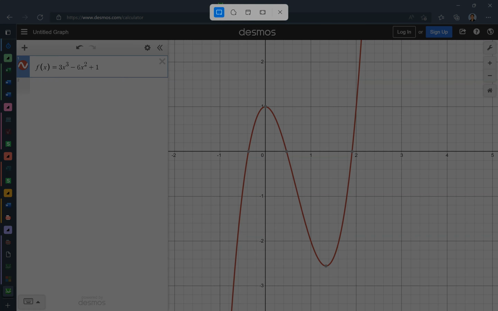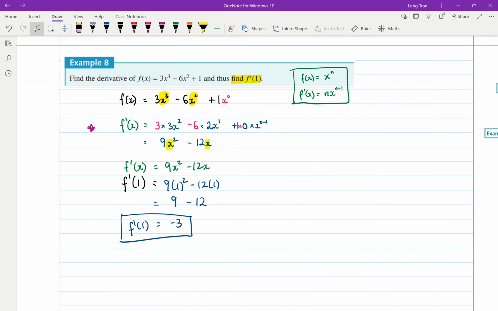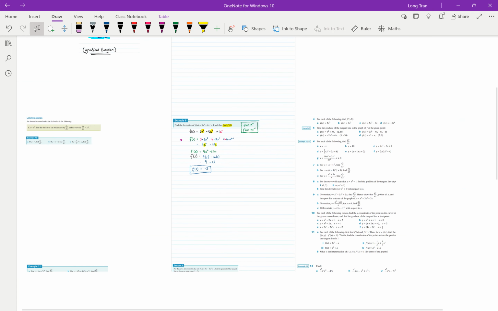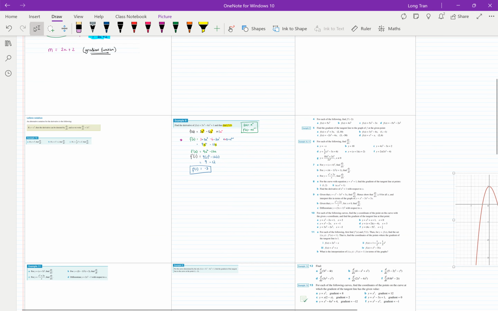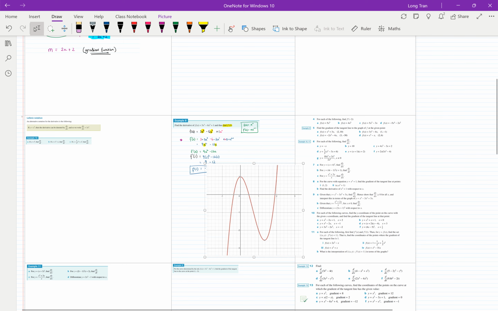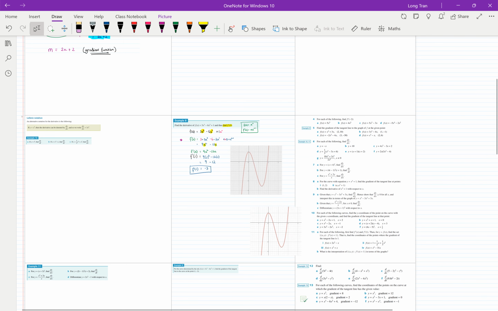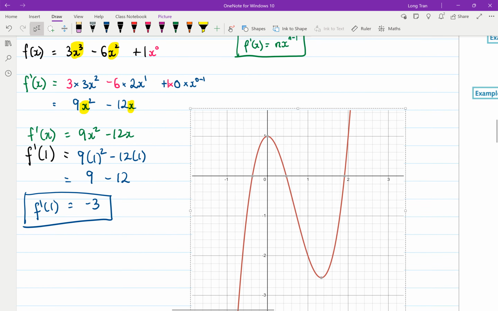Let's visualize this. So this is what we have. This is our function. So I'm going to write down the notation and what you've been doing. So here we go. This is f of x.